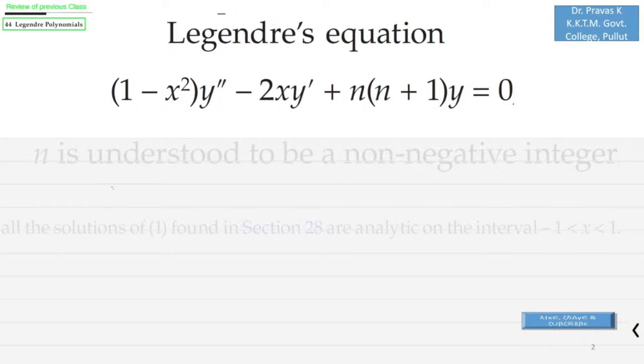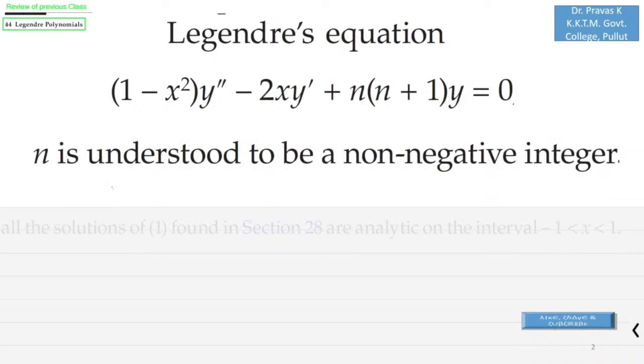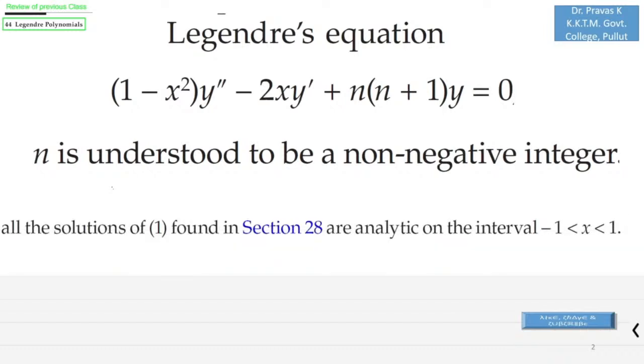Now we started with the Legendre's equation, which is a differential equation (1 minus x square) y double dash minus 2x y dash plus n(n plus 1) y equal to 0, where n is a non-negative integer. And in one of the previous sections, using the Frobenius series, we found the solution to this equation, and we have seen that the radius of convergence of that power series is 1. That is, all the solutions of this equation are analytic on the interval minus 1 less than x less than 1.